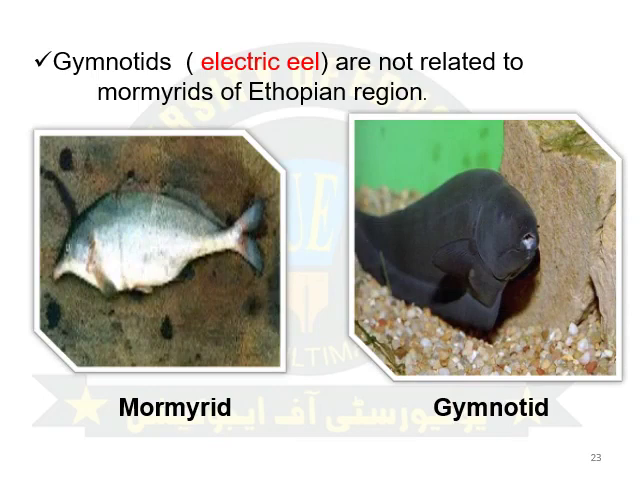Gymnotids, which are also known as the electric eels, are also present in this area. However, they are not related to the mermaid fish of the Ethiopian region.